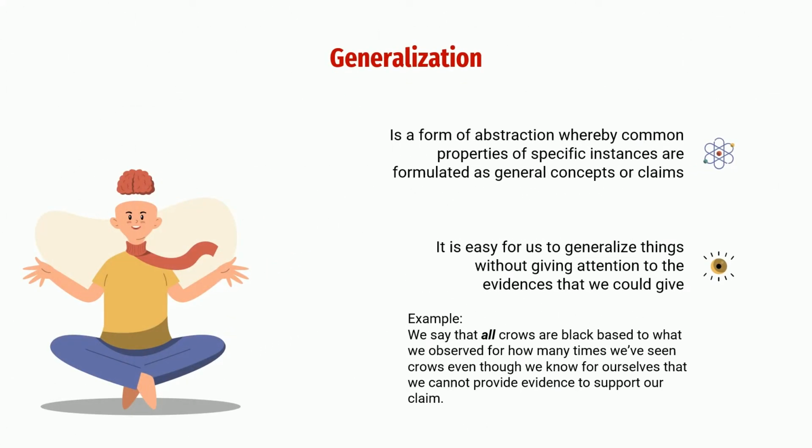Next is generalization. Generalization is defined as a form of abstraction whereby common properties of specific instances are formulated as general concepts or claims. It is easy for us to generalize things without giving attention to the evidence that we could give, due to human behavior. Say, for example, that all crows are black, based on what we observed from how many times we've seen crows, even though we know for ourselves that we cannot provide evidence to support our claim.